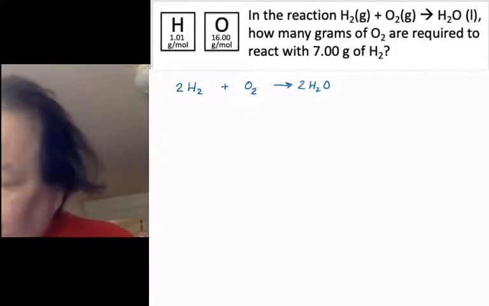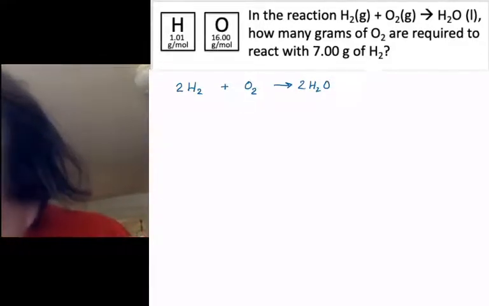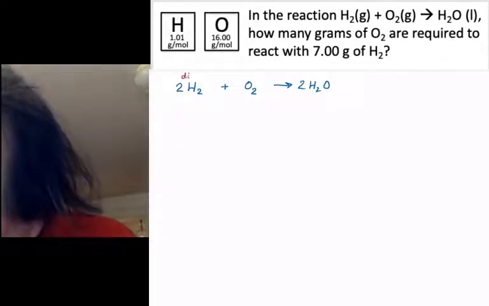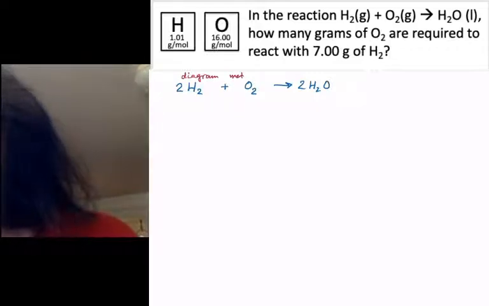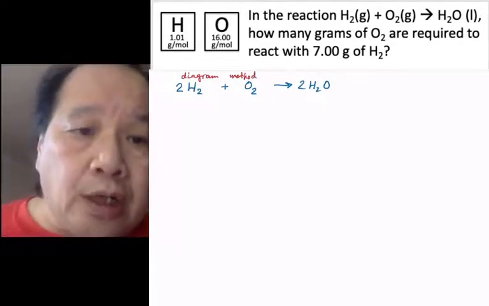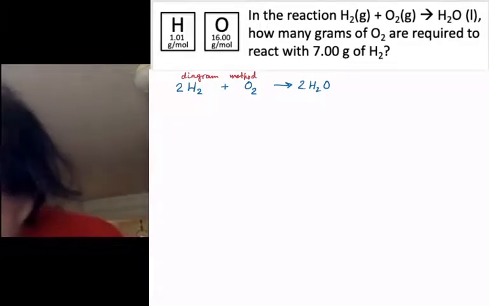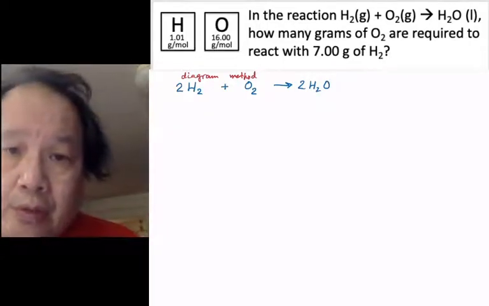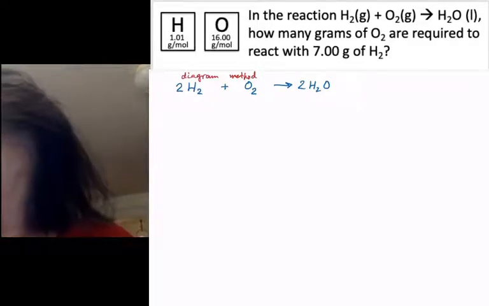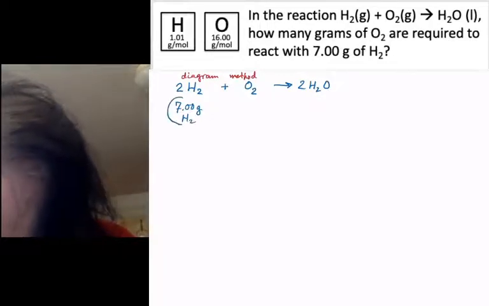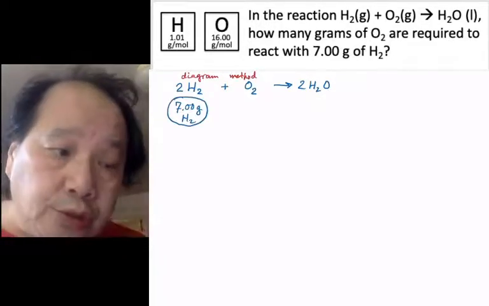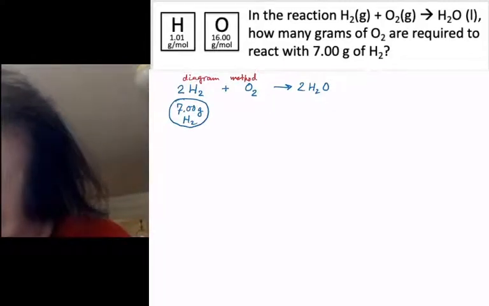And the way I'm going to first show you is a diagram method. It starts with a nicely balanced reaction, and we then put the data in the problem directly beneath the chemicals, and in this problem it's 7 grams of H2. And in the diagram method, quantities of stuff are put inside circles, and then lines are the conversion factors.